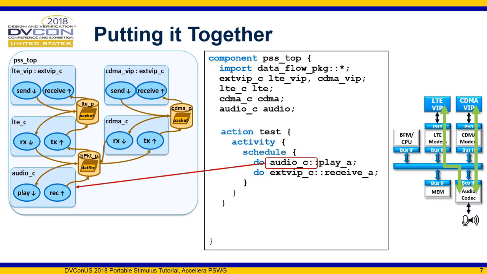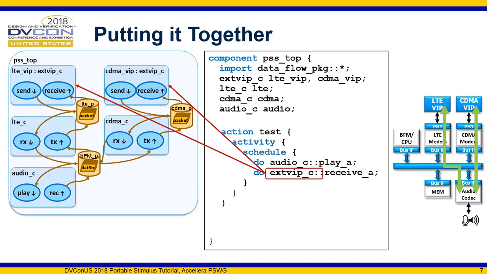Then a little bit of interesting things going on over here. So the top level test, this test guy is our entry point for our little simple test. We're going to say we're going to have some activity. And we plan to schedule, as in do at the same time, however the tool sees fit to schedule, two things. We're going to do an audio codec play operation. So that says we want to invoke one of these. And that's simple enough, right? He in turn can say, okay, I need some producer, and it can be the LTE component or the CDMA component, and if it's CDMA, his input must come from the CDMA VIP and so on. The thing I want you to draw attention to, the next line is slightly more interesting. He says, and then do a receive operation on a VIP.